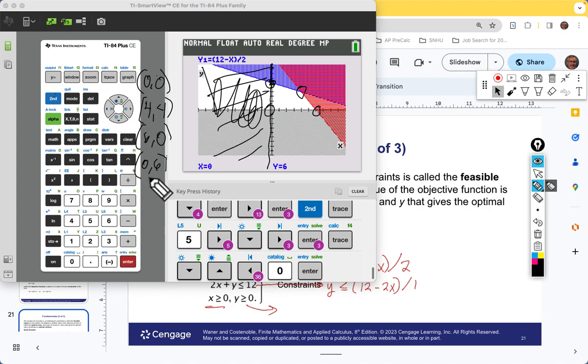Those are the corner points. One of those is going to maximize the equation. And what was our equation we were working with? x plus y. That's our objective, to maximize x plus y.